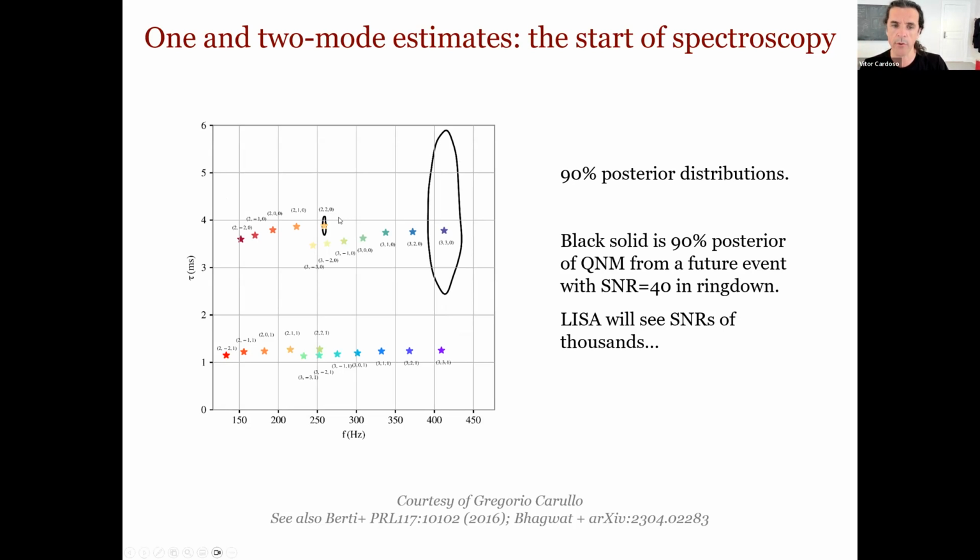LISA will be measuring ringdown with signal to noise ratios of 1,000. I can't even plot that here. The error is going to be so tiny. So these will be fully fledged spectroscopy tests of general relativity and of black hole physics. So I think it's a wonderful thing that we have 15 years from now.